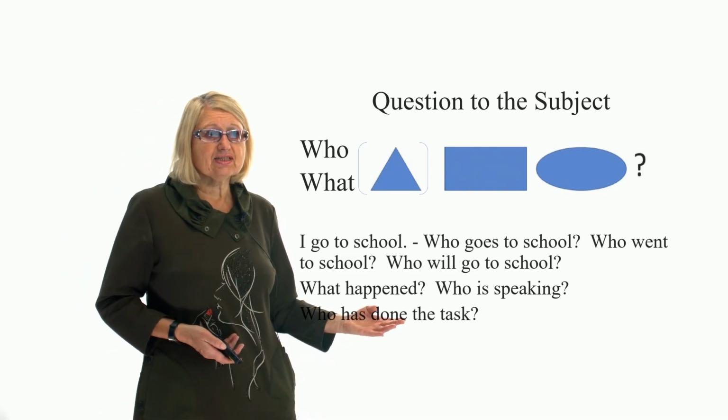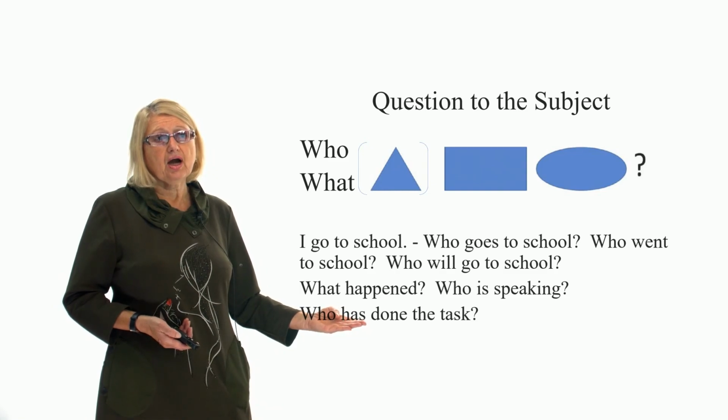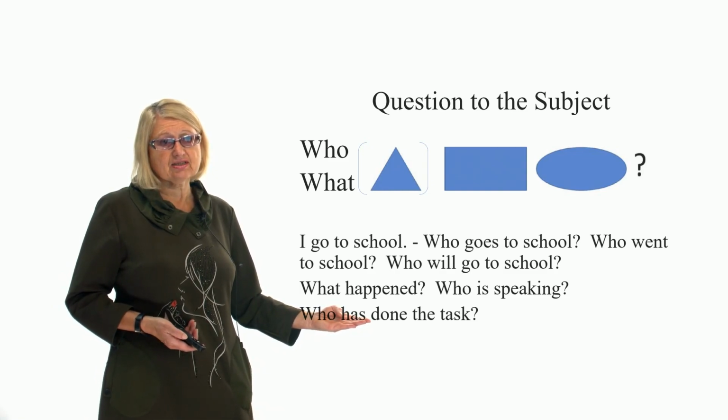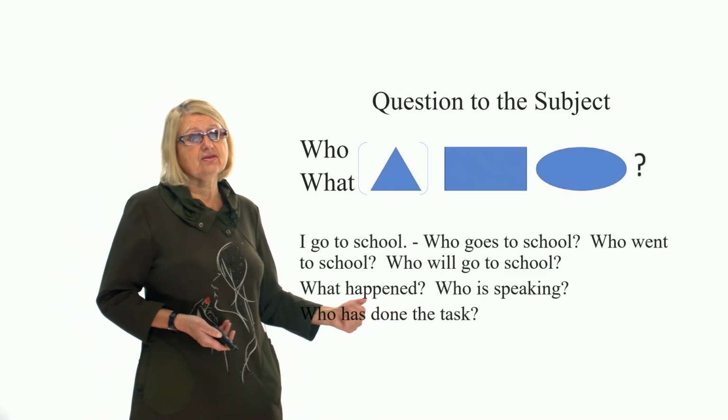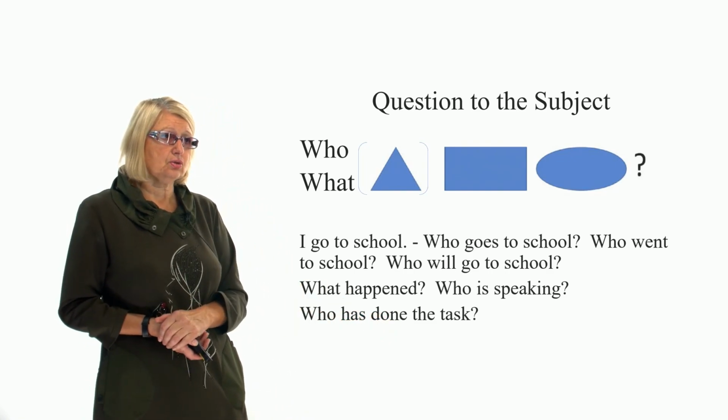Who has done this task? There is an auxiliary verb. I have done this task. Who has done this task? Has, because the who is the third person.